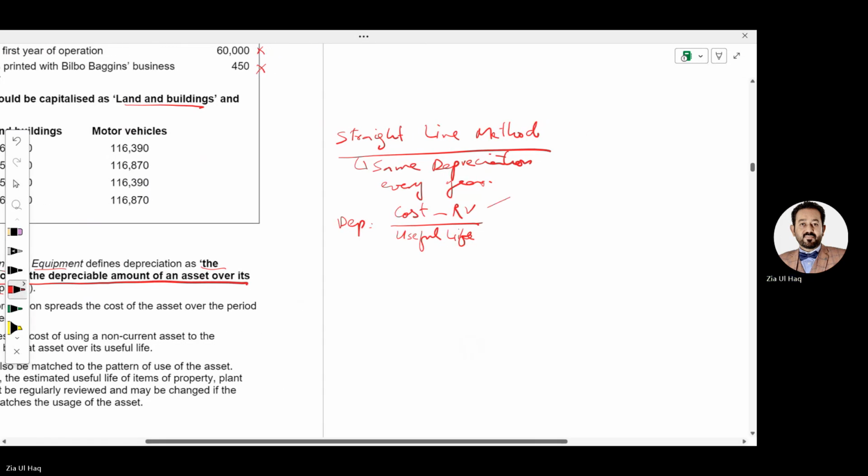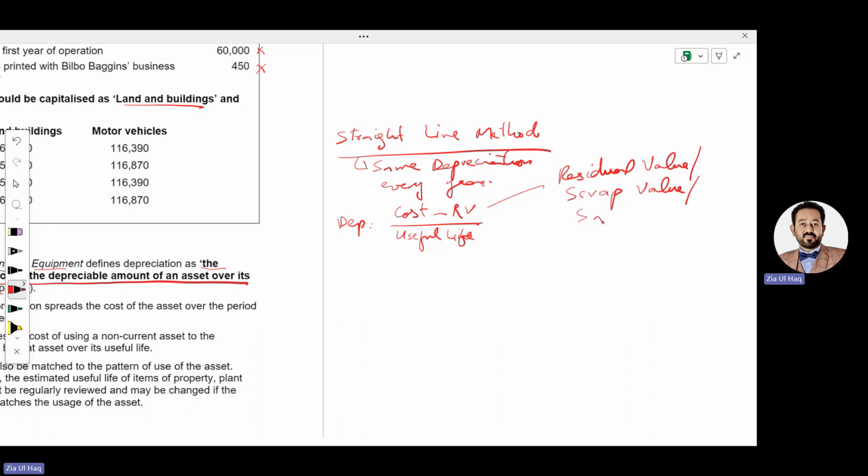RV stands for residual value. What is that residual value? It is also called scrap value, also called salvage value. Suppose company management has estimated that after using this asset for 10 years, which we bought for 100,000, we can sell it for 15,000. So that 15,000 is called scrap value, residual value, or salvage value.